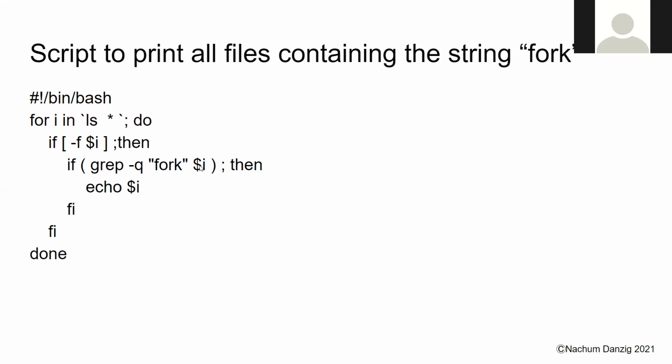What's Q? I just said quiet. Oh. Q is quiet. Don't give me the normal response. Just give me the true or false value. If you found fork in the file I, then echo the file name. So this would check if the file has in it the word fork or not. And then fi closes my if, and this fi closes this if. We don't use parentheses, we use fi. And this done closes the for loop. The do closes the do really.